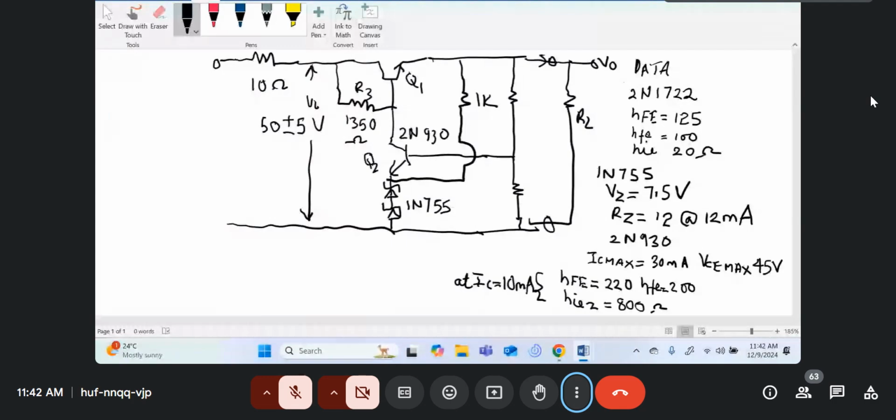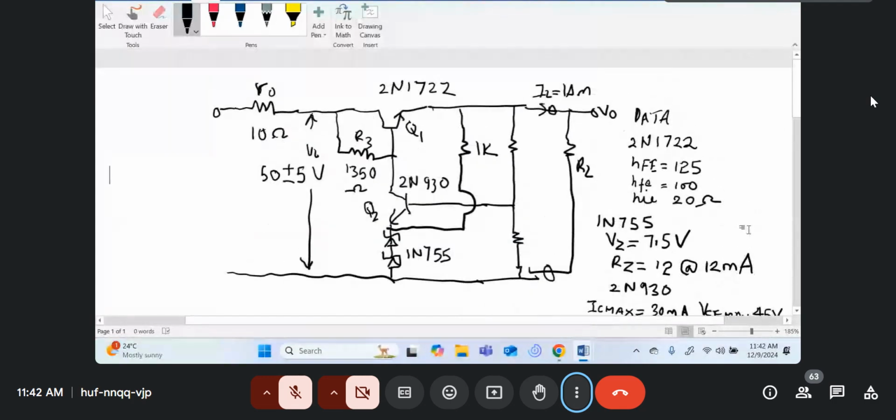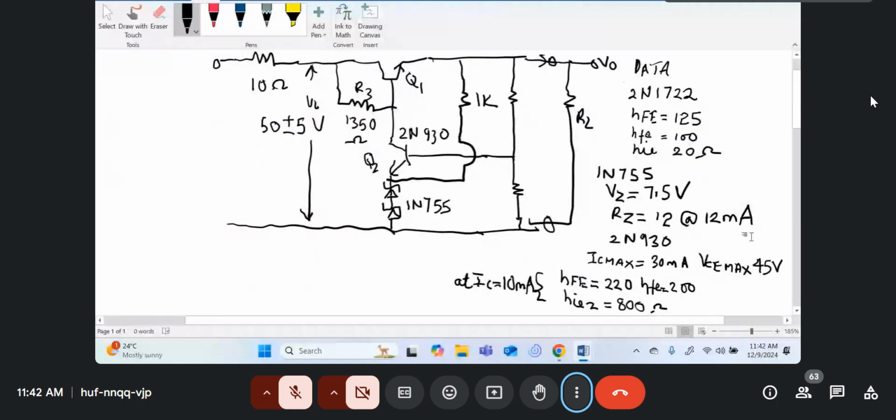So you're told to find the following. Oh, wait. R1 and R2 have not been given. R1 is 930, and R2 is 1570. So this is your R1. This is your R2.